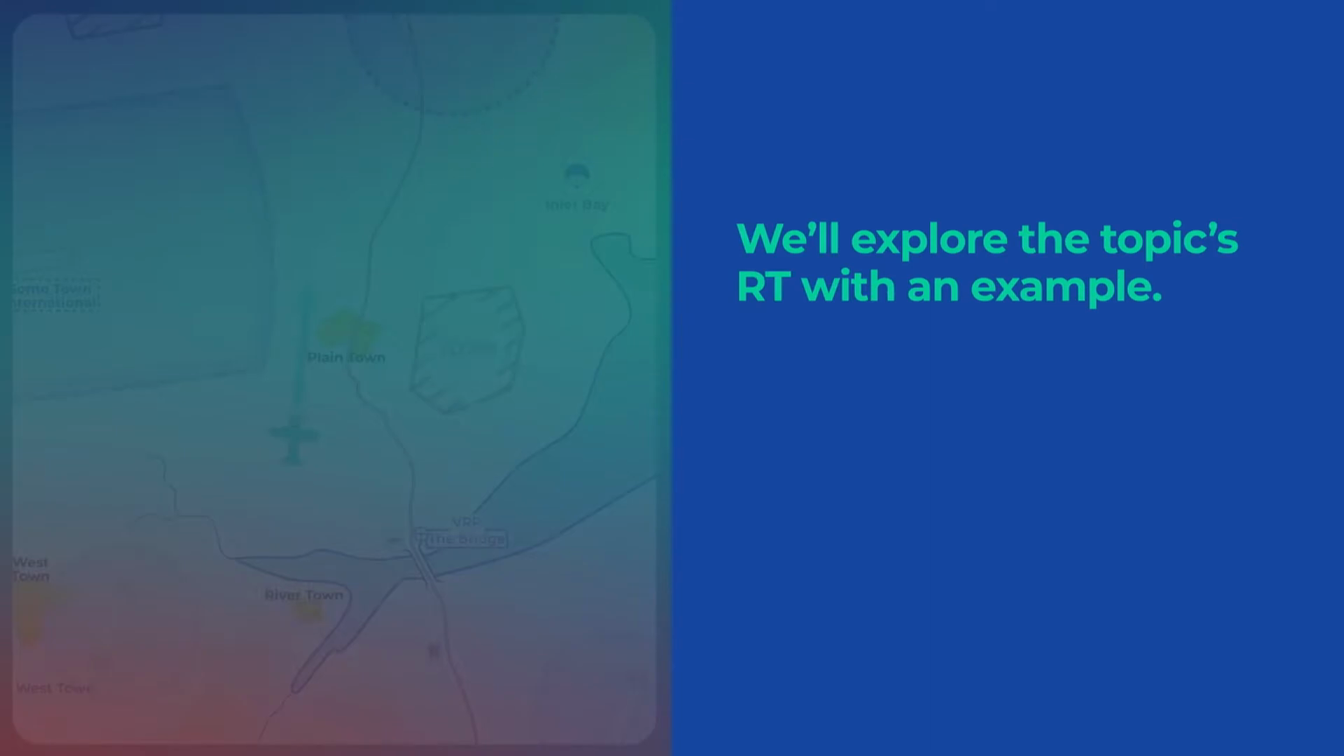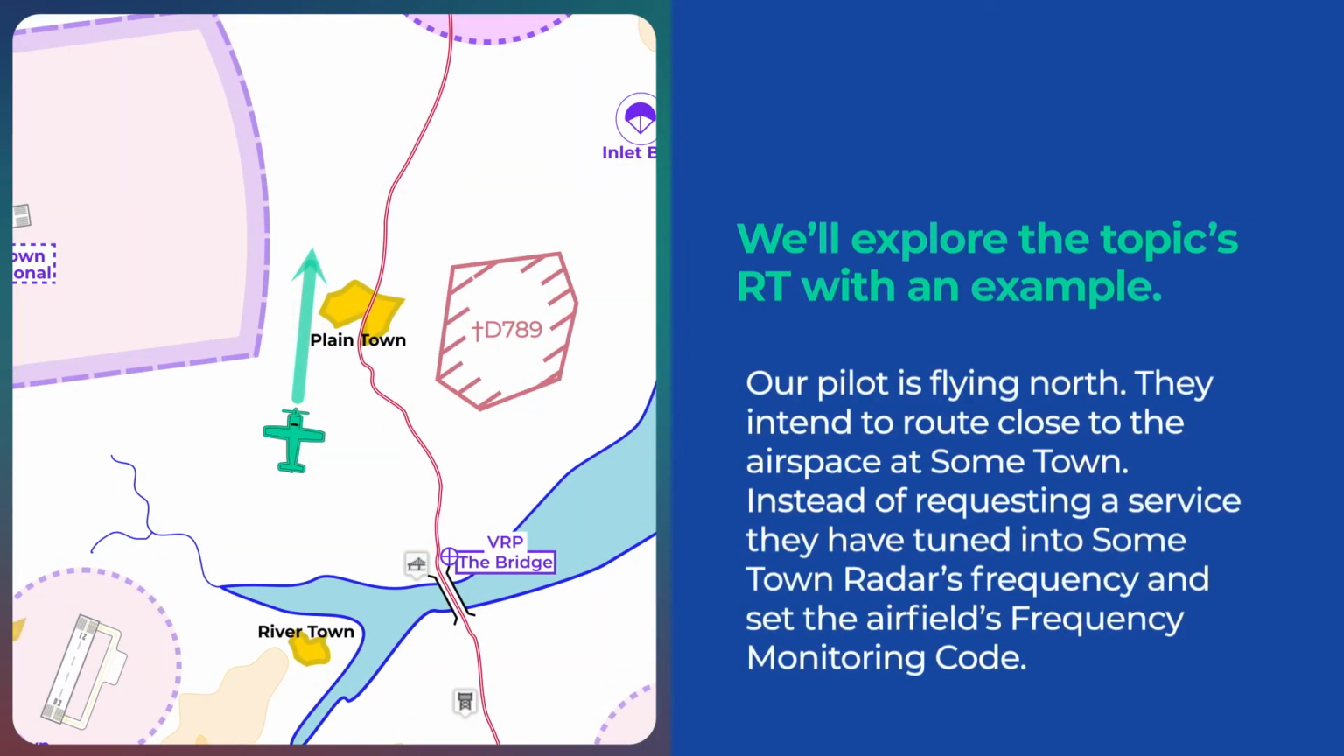Now let's look at the RT associated with the use of a frequency monitoring code via a typical example. Our pilot is flying north. They intend to route close to the controlled airspace at some town. Instead of requesting a service, the pilot has tuned into some town radar on the radio and set the published frequency monitoring code on their transponder.